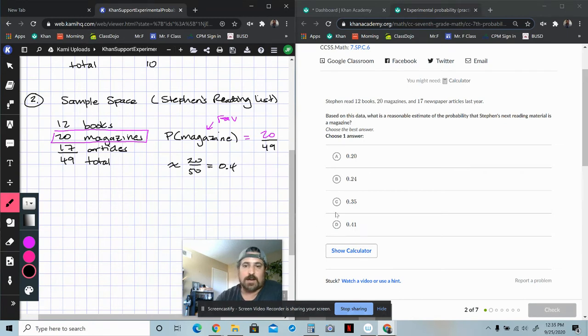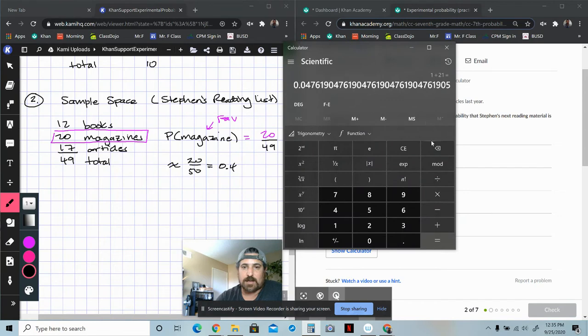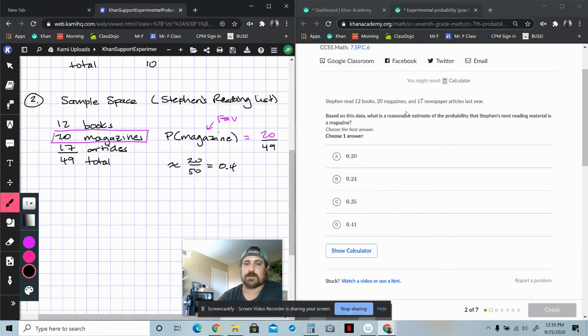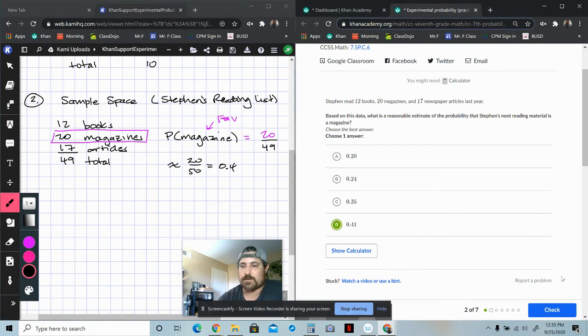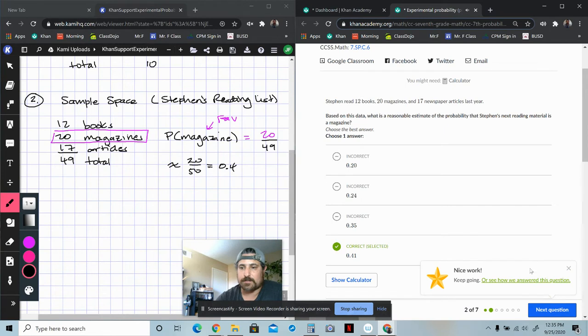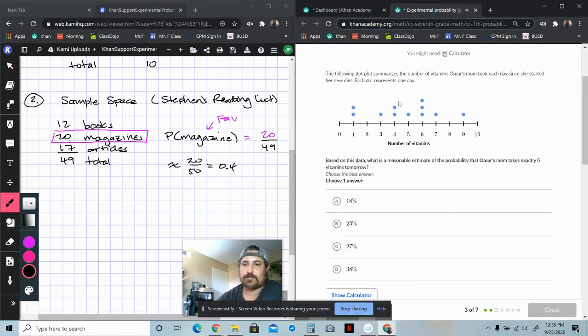Now, I would use a calculator to double check that. So let's do it. 20 divided by 49. That's going to be 0.408, right? So that's going to be the best answer there. It's going to be 41 hundredths. Okay, so that's what you're going to put as your answer. That's it.